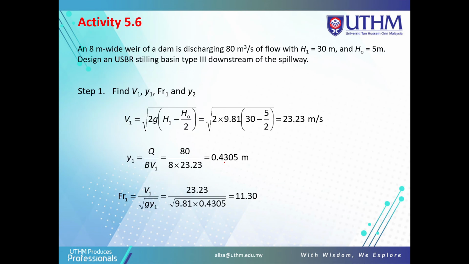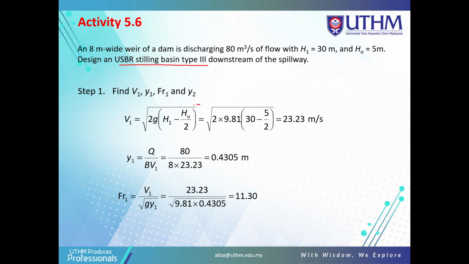So look at the example here. An 8-meter wide spillway of a dam is discharging 80 cubic meters per second of flow, with H1 30 meter and H0 is 5 meter. Design a USBR stilling basin type 3 downstream of the spillway. So first, step 1, find V1, Y1, Froude number 1, and Y2.